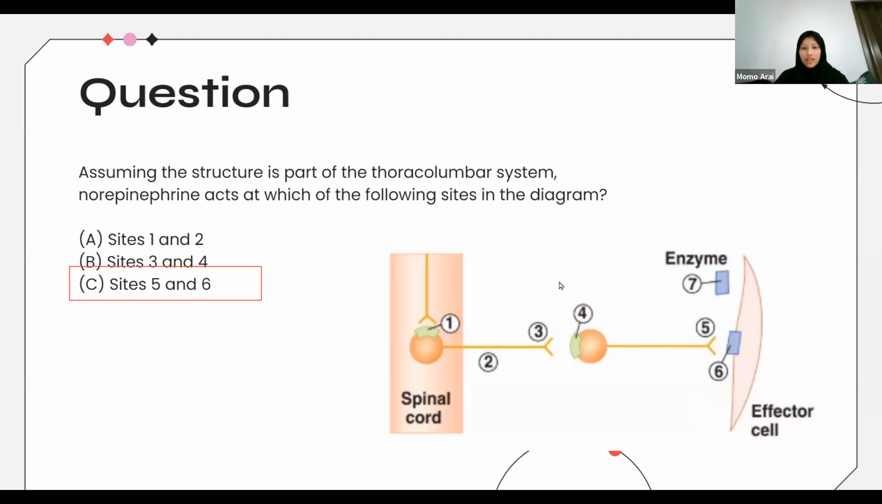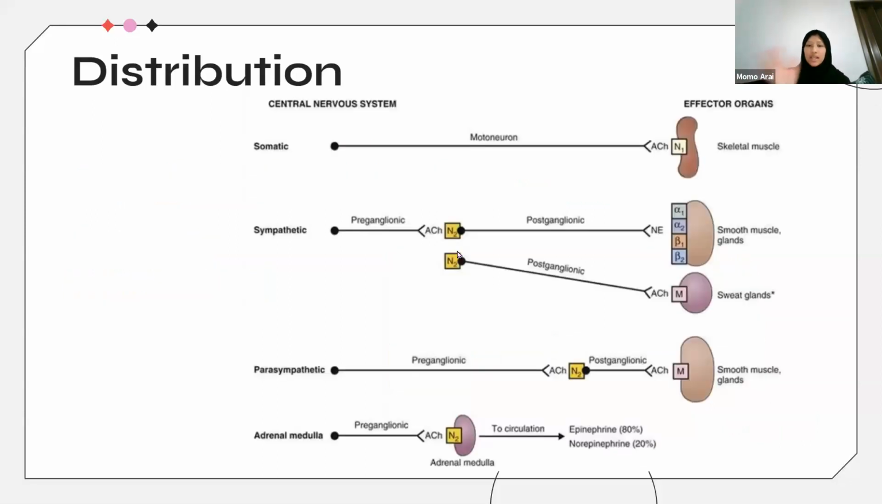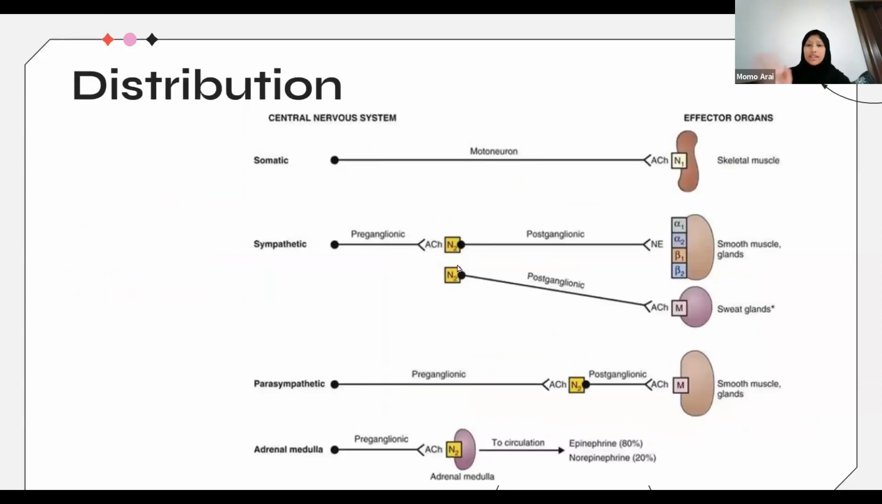Here I'll show you a diagram, which is the same exact one that was shown before, but in a different way to make it more clear. You have nicotinic receptors for somatic, and then preganglionic for sympathetic, preganglionic for parasympathetic, and adrenal medulla. For sympathetic, the main neurotransmitter is norepinephrine. For adrenal medulla, the main neurotransmitter is epinephrine. So just know that they're kind of the opposite ones, right?